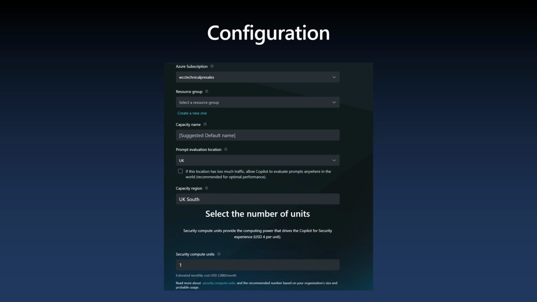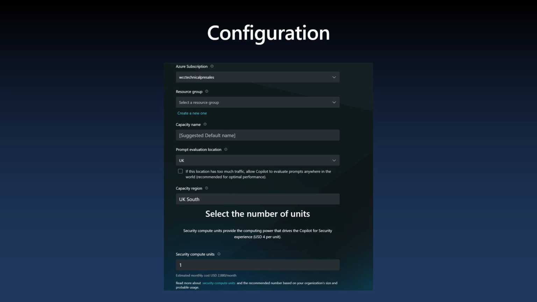So first things first, you associate the Copilot experience with an Azure subscription for billing purposes, just like Microsoft Sentinel if you were using Microsoft Backup or Archive. The capacity name must be unique. There are 4 regions to pick from at this point in time, which is UK, Europe, USA, and Australia. If the compute reaches its limits, you have an option to allow prompt evaluation outside of the given region. Of course, you would decide based on compliance and regulatory standards.